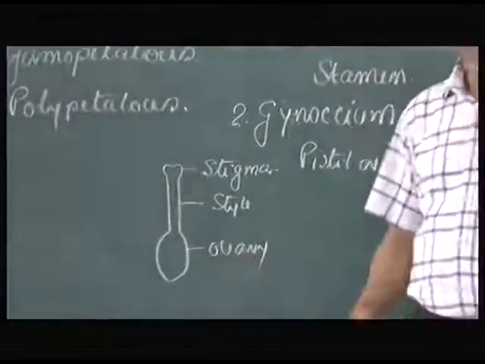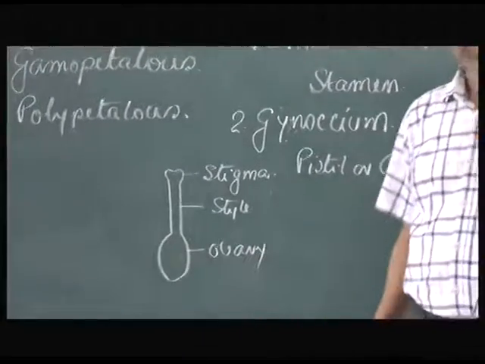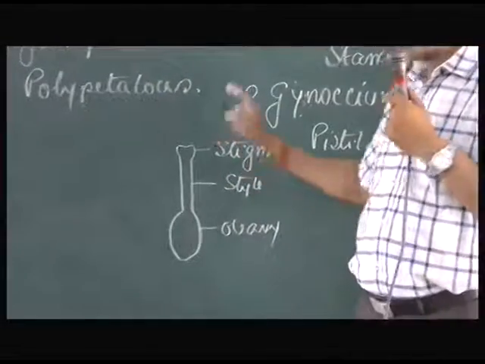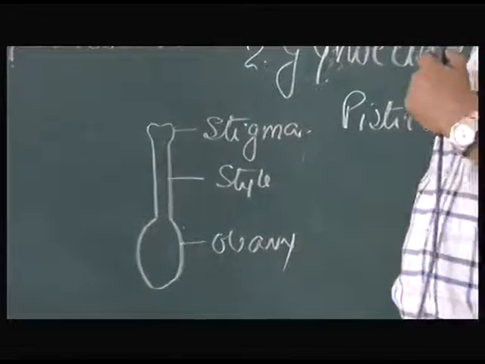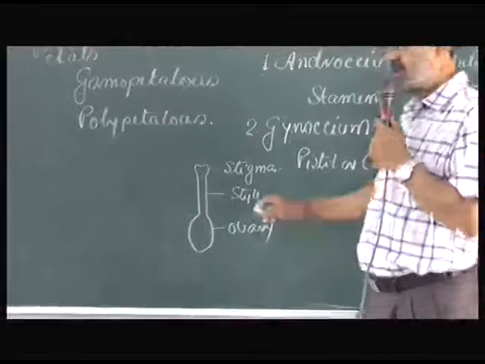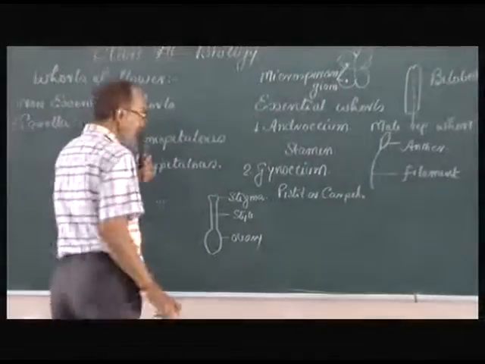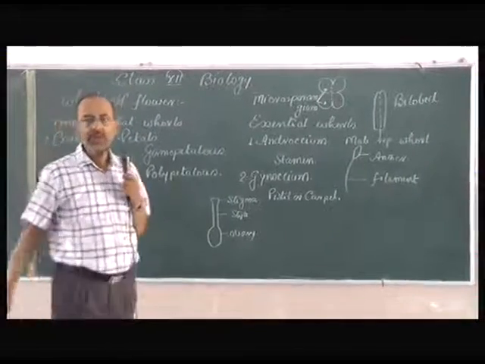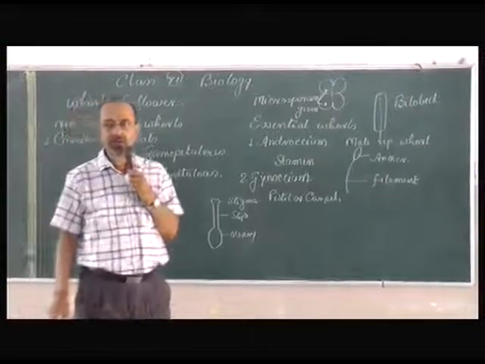The lowermost part is a swollen sac-like structure known as the ovary, and the uppermost part is flattened and forms a platform-like structure known as the stigma. The ovary and stigma remain connected by means of a long, slender, tube-like structure which is known as the style. Clear? Now inside the ovary there are chambers which are known as the locules.